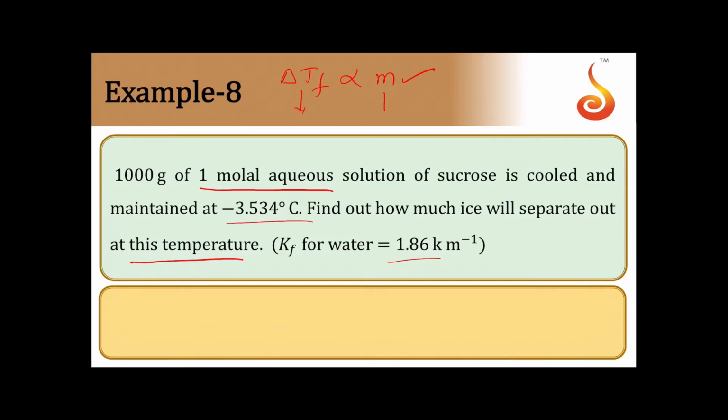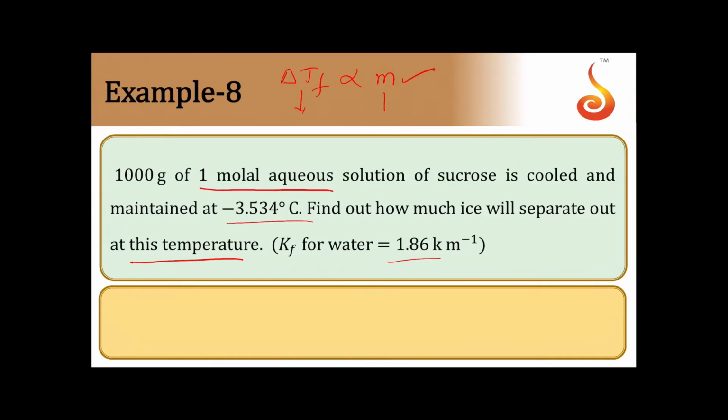Means if you are fixing the amount of solute and to have a higher concentration, then mass of solvent must be less. In this case, we have 1 molar 1000 grams of solution. That implies mass of solute is fixed. Now you are maintaining lower temperature, means you are decreasing the temperature. To maintain lower temperature, the concentration must be increased. And since the mass of solute is fixed, the solvent is coming out as ice to maintain higher concentration. That's what they are asking in this problem.